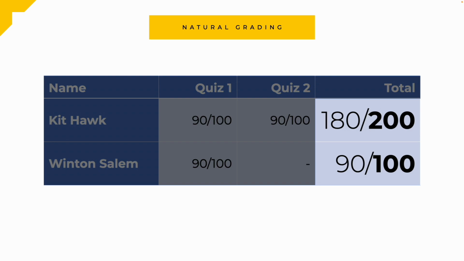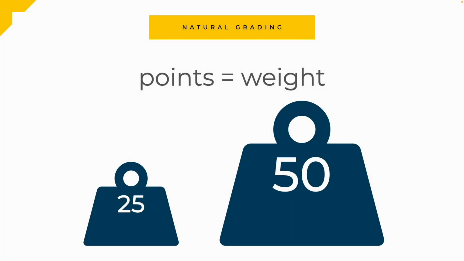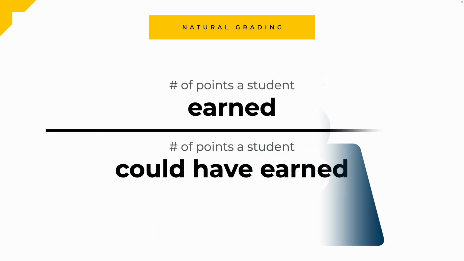So as a reminder with the natural grading method, you can use the point values of individual grades and activities to determine the weight of those activities in the course grade, and the course grade will be calculated by looking at the number of points a student earned out of the number of points they could have earned.